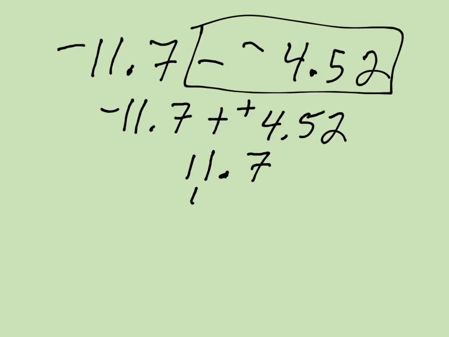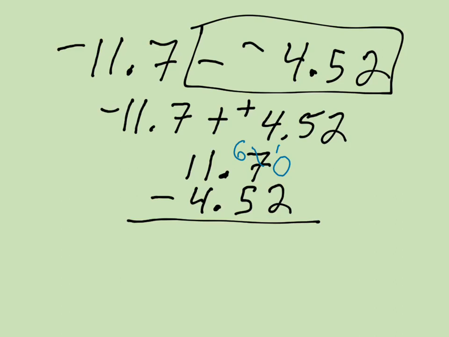They are different signs, and so we take the difference, need to append a 0 here, borrow on this. 10 take away 2 is 8. Make that look like an 8. 6 take away 5 is 1. Decimal point. 11 take away 4 is 7.